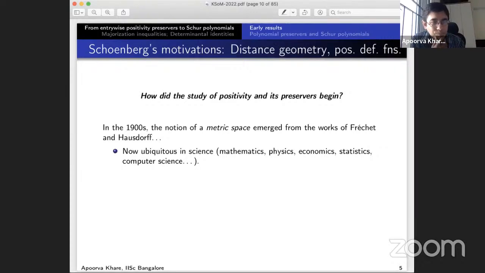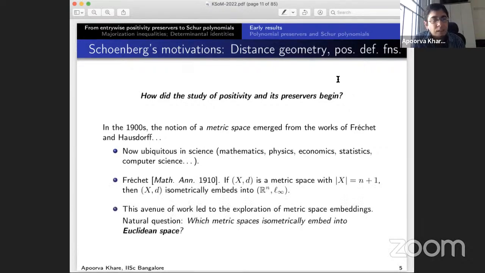So in the late 1900s, Frechet, Birkhoff, Hausdorff, and others were working on metric spaces, formalizing the notion, and then studying basic properties. Of course, now it shows up everywhere in the mathematical sciences. And here is a sample result. Frechet showed that if X is a metric space of size n+1, then it isometrically embeds into R^n.